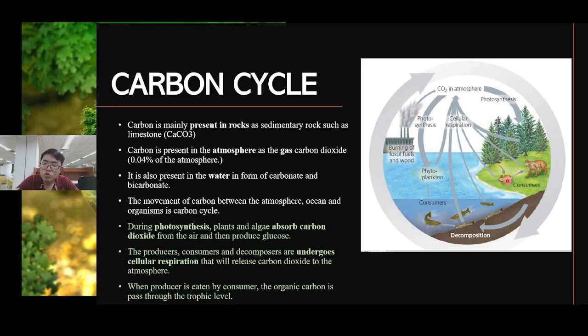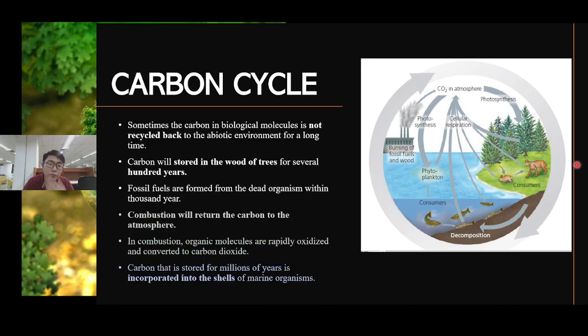So the organic compound will pass through the consumer and another consumer again and again, like the food chain. If the rabbit eats the plants, and then another organism like the wolf eats the rabbit, the wolf will obtain the carbon from the rabbit. So it will pass from one to another.